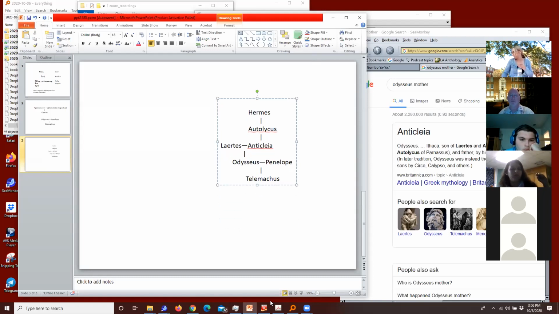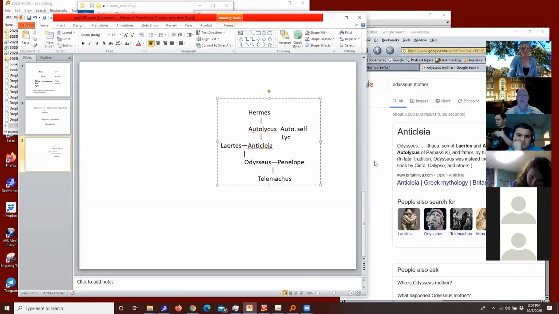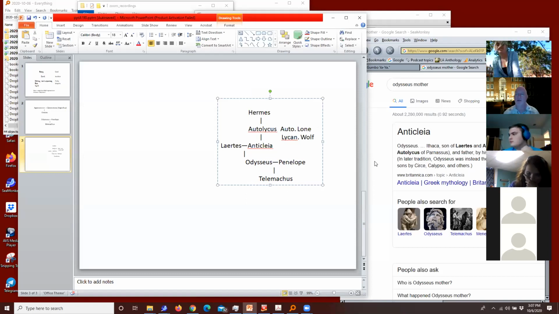And by the way, that word Autolycus, what does it mean? Take it apart for me. I think I might know the auto part of it. Very good. Auto, and what is that? It means self. Right. And what is lykos? The wolf. Right. Well, it's related to wolves. Right. So self might be better translated lone wolf.